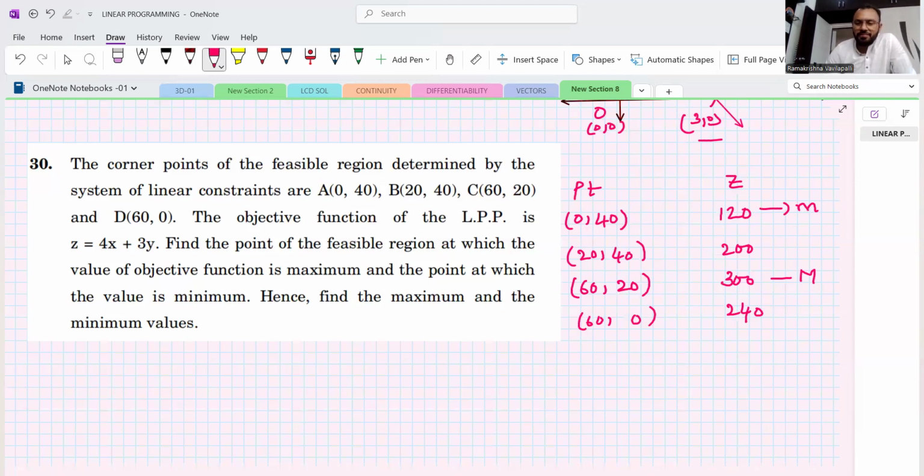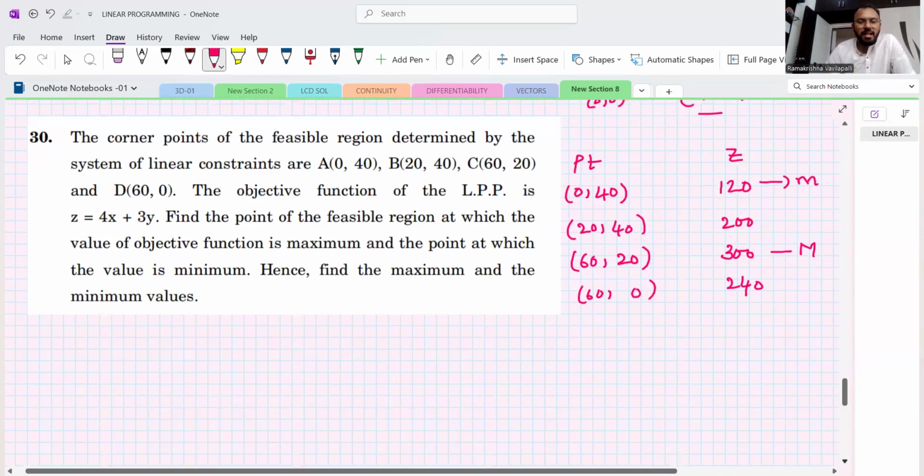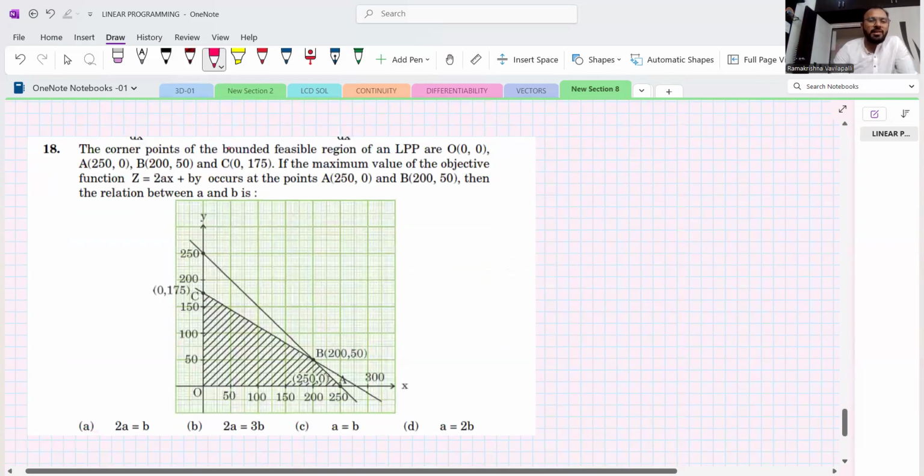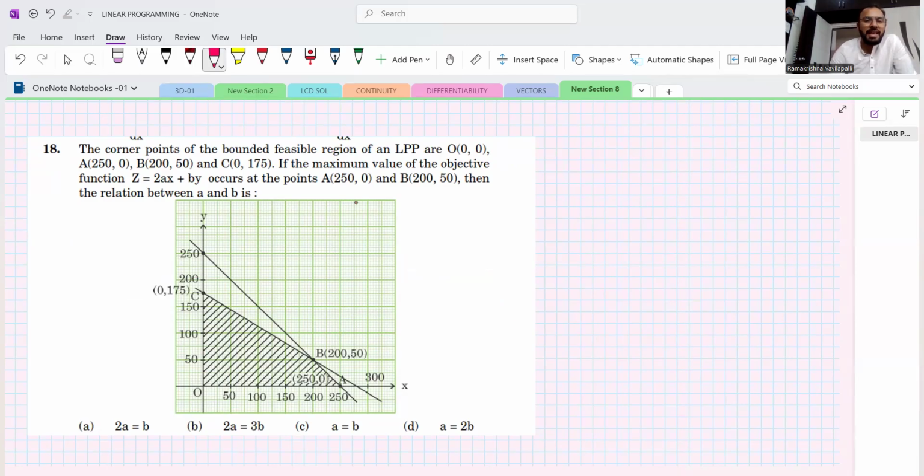Moving to the next question. This is a 2023 question. The corner points of the bounded feasible region of an LPP are given. If the maximum value of the objective function occurs at A (250, 0) and at B, then what is the relation between A and B? At those points, both maximum values are equal. Substitute (250, 0) in the objective function here.